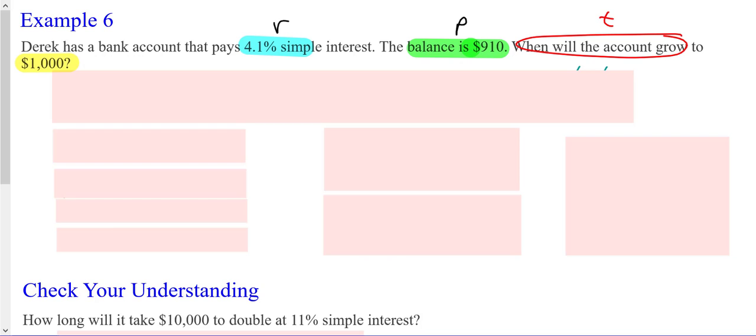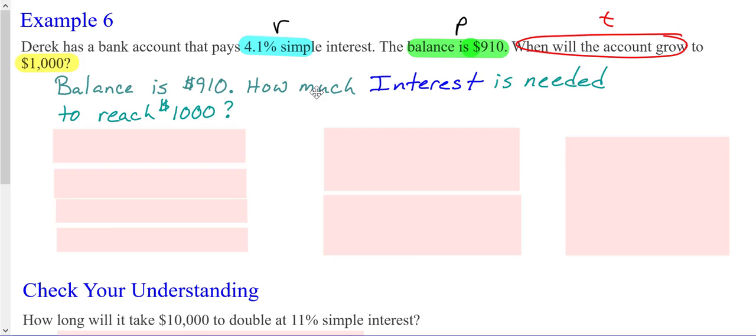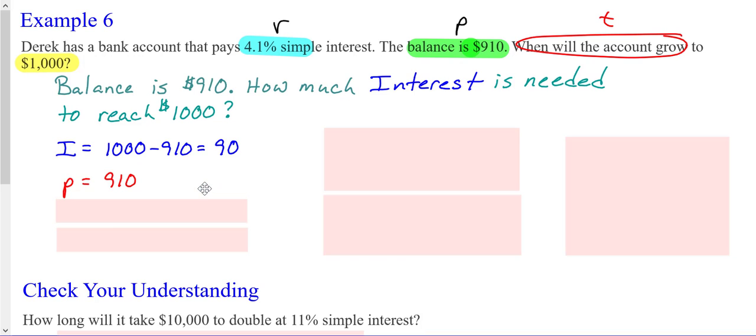Okay, so we need to ask ourselves, if the balance is 910 and we want it to be 1,000, how do we figure out how much interest is needed to reach 1,000? So you would take what we want our balance to be minus what our balance is, and we would find that we're looking for an interest of $90. The principal we said was 910.